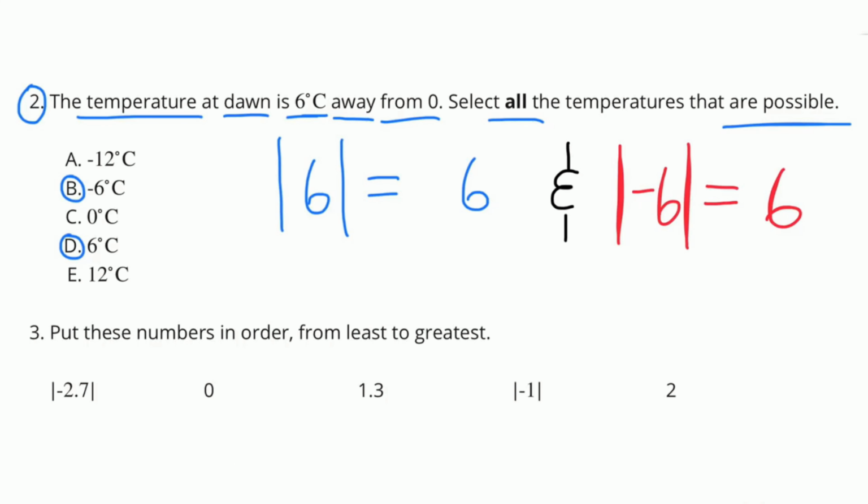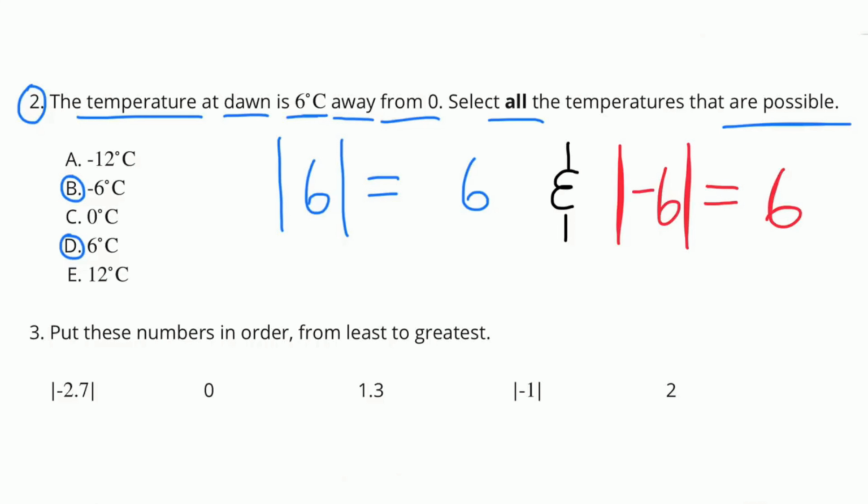Number 2. The temperature at dawn is 6 degrees Celsius away from 0. Select all the temperatures that are possible. -12 degrees Celsius would be 12 degrees away from 0, so that's not possible. -6 degrees Celsius is 6 degrees away from 0. On the number line, -6 is 6 units away from 0 to the left, so B is possible.